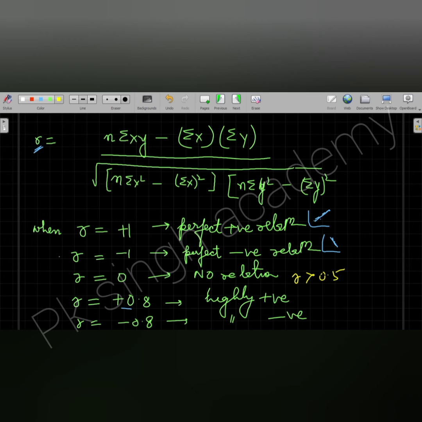In some books it is written greater than 0.5, in some other books 0.7, and in some other books 0.8. So you can take any of the values and don't get confused. Just remember, if it is very close to 1, we can say highly positive, and if it is very close to a negative value, we'll say highly negative correlation. Clear? Up to this, is everything clear?